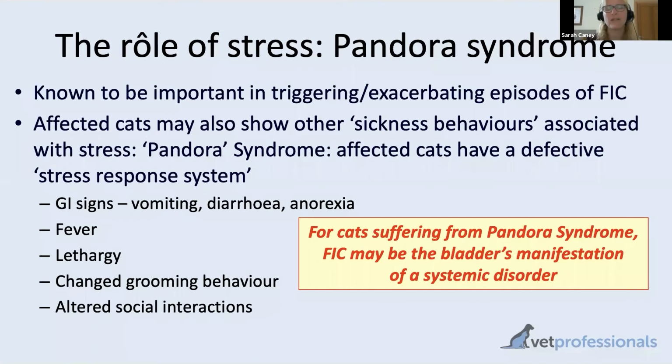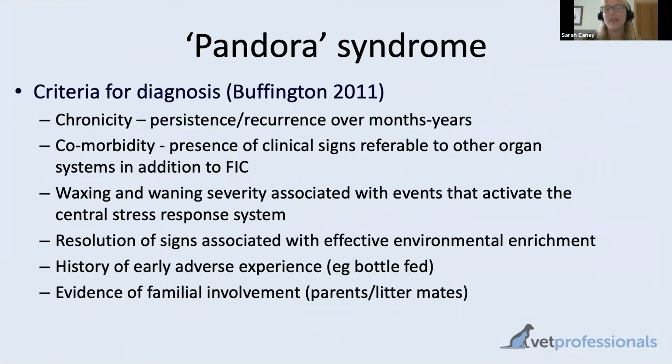And so that might be that they overgroom. Some cats will overeat. They may have other systemic signs. GI is our abbreviation for gastrointestinal signs, so things like vomiting, sickness, poor appetite, as well as overeating. So the hypothesis is essentially that these cats with Pandora syndrome, the idiopathic cystitis is just a component of a more generalized problem, and it's just the way that the bladder is showing its stress, is sort of dealing with its stress.